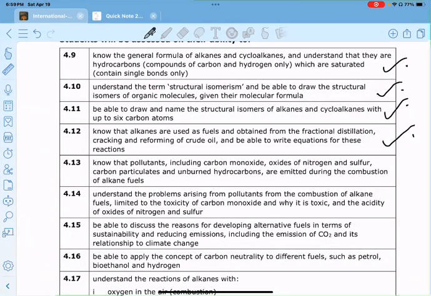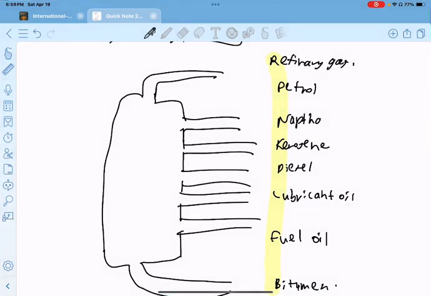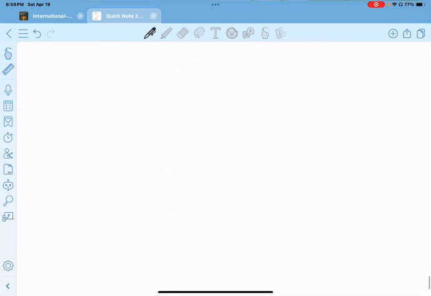Equations for these, you're not supposed to really know that much, but again, we do need to know the cracking equations. It's written here. Cracking, okay? What is cracking? Cracking is breaking down longer carbon chains that are not as useful into smaller chain molecules, okay? What do you mean by this? Let's take an example.